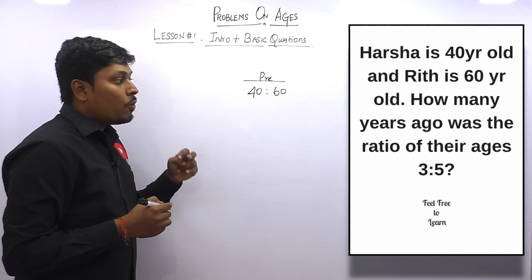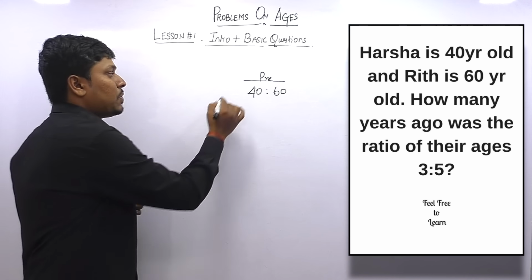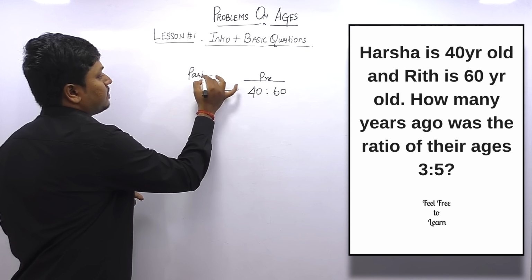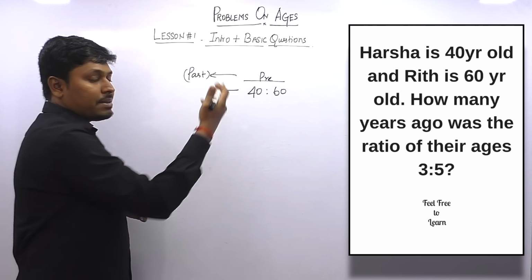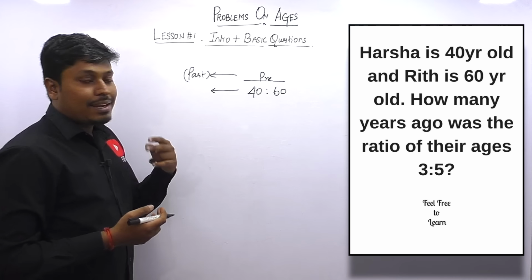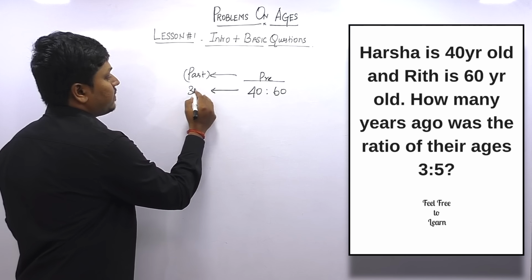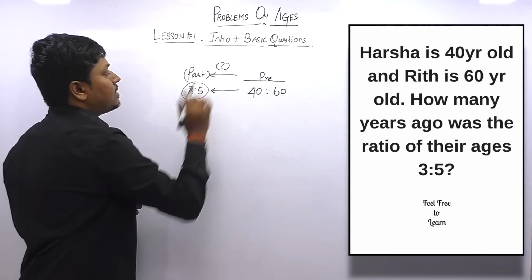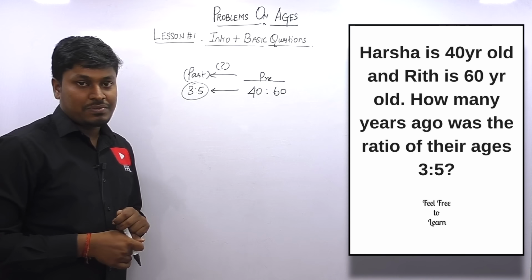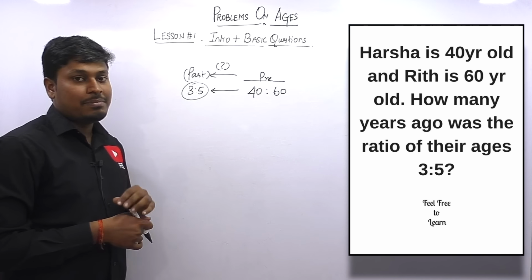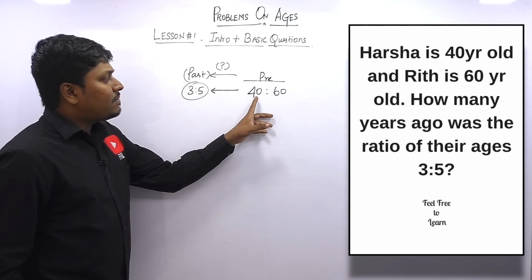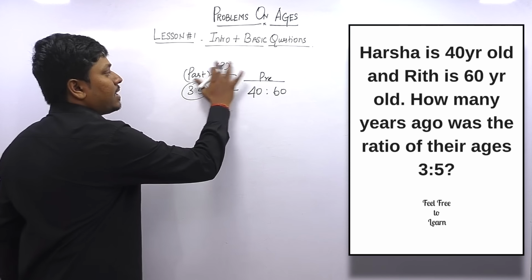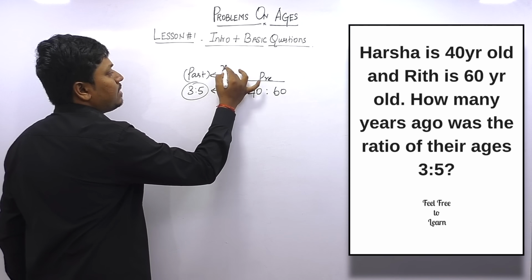So this will be the ages of the two persons. And they are saying how many years ago. So we don't know how many years ago, right? But they are talking about the past. At some point, some years ago, their ages were in the ratio 3:5. So our target is to find how many years ago the ages were 3:5. And here the ages of the persons are directly given, that is 40:60. So our target is to find how many years ago, let me keep this as x.